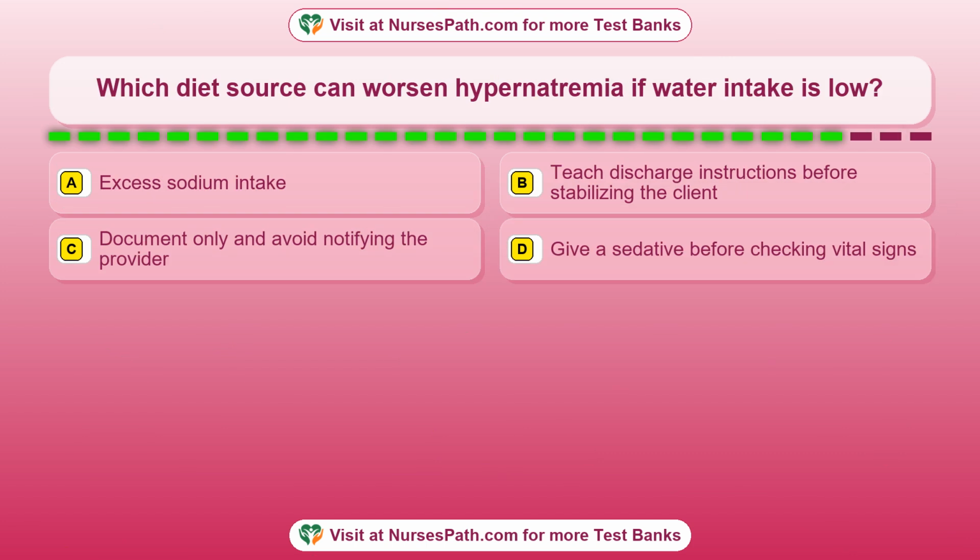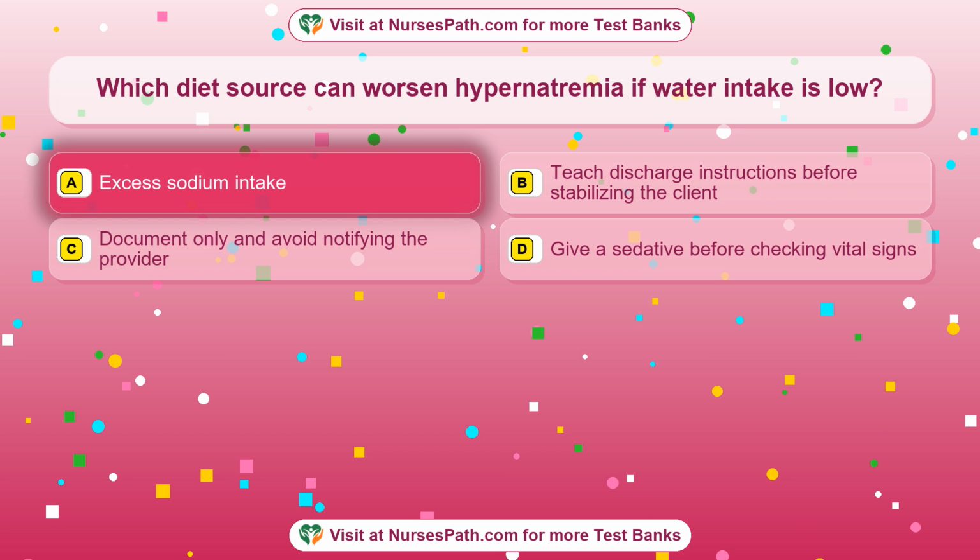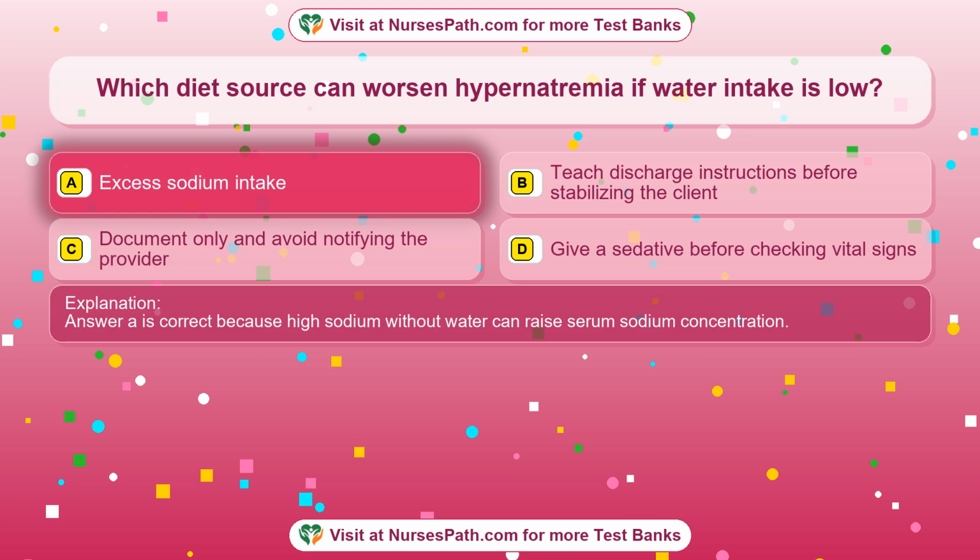Question 21. Which diet source can worsen hypernatremia if water intake is low? Option A. Excess sodium intake. Option B. Teach discharge instructions before stabilizing the client. Option C. Document only and avoid notifying the provider. Option D. Give a sedative before checking vital signs. The correct answer is option A. Excess sodium intake. Answer A is correct because high sodium without water can raise serum sodium concentration.